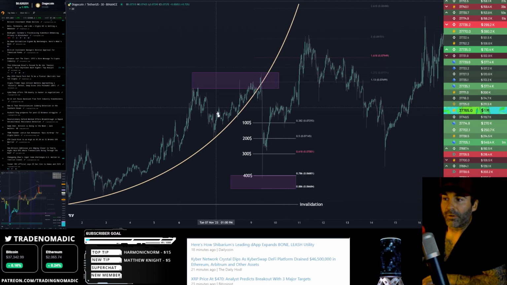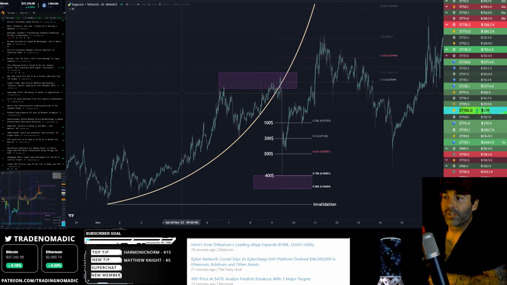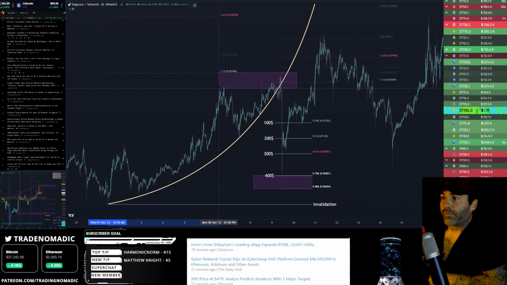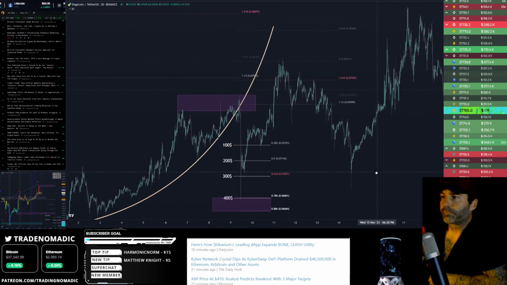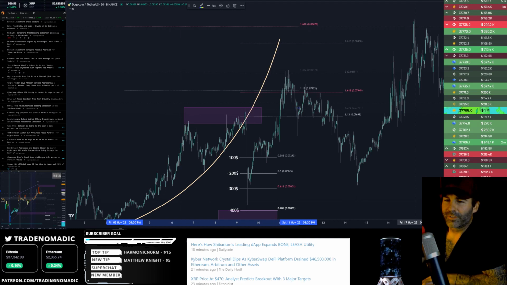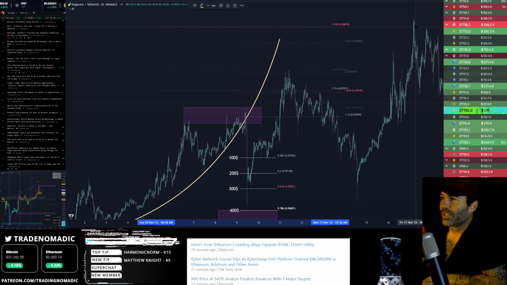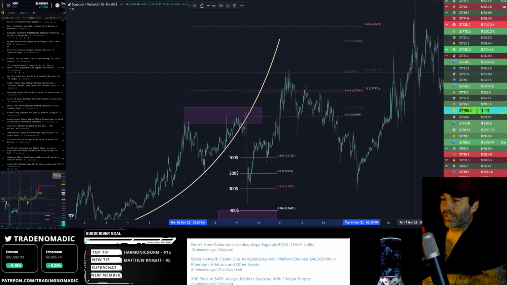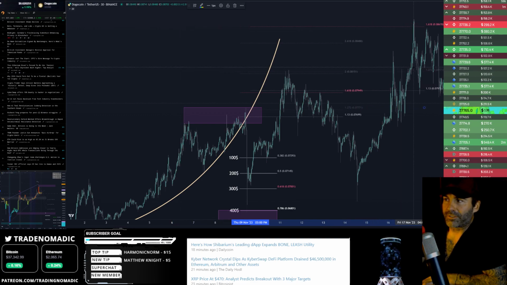Depending on, if this is a wave one, we're expecting a continuation to at least the 1618 of not only the correction, but of the full move. And if you look, the full move, the extension, moving awfully slow. You get the idea. And you just separate your exits in the same way.